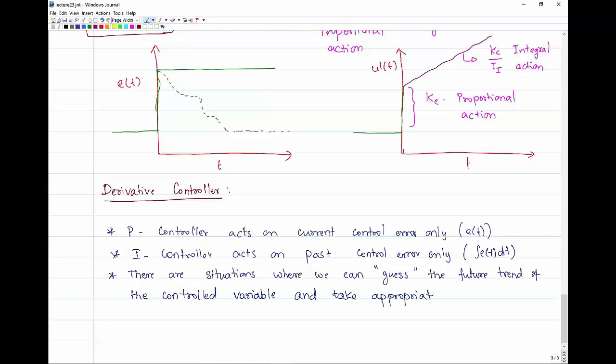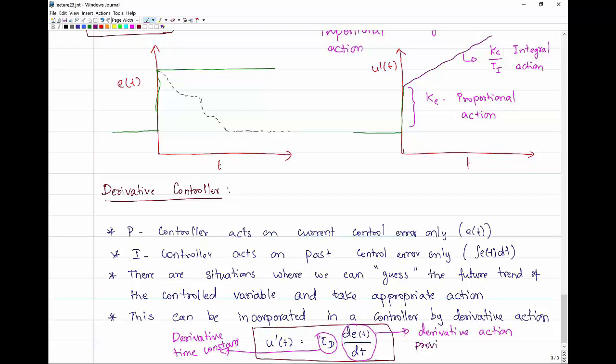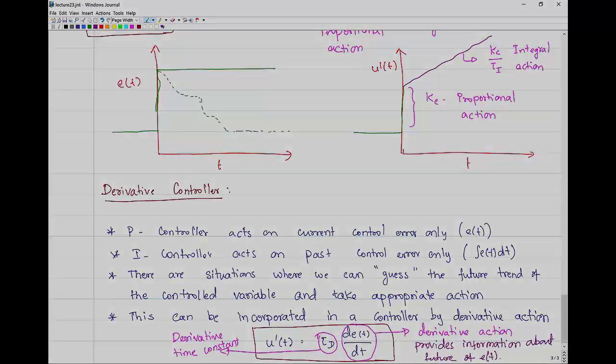So that is the derivative controller, and it can be incorporated in a controller by simply using the following expression in time domain. The derivative action is proportional to the derivative of the control error, and the proportionality constant is what is called the derivative time constant. The derivative of the control error provides information about the future of the control error.